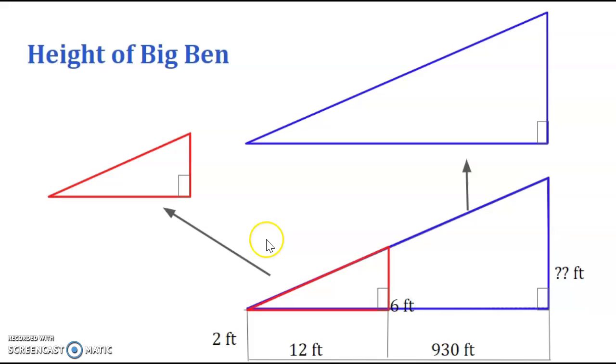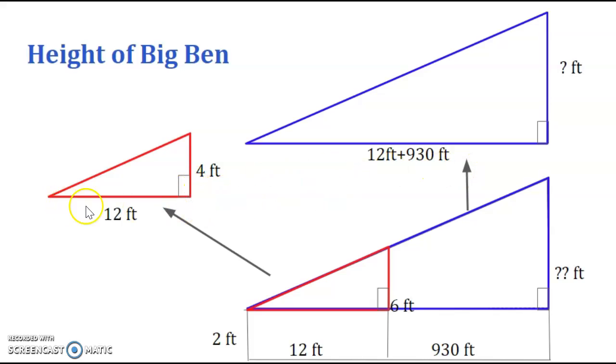Okay, so then from here I know some of the measurements. I know that this is 12 feet because the distance from the camera to her father was 12 feet. So this has to be the same. What else do we know? We know that his total height is 6 feet, but we know that this height is 2, so the height of this triangle is 4 feet. Okay, we know that this is not 930 feet, but it's 12 plus 930 feet. And what about the height of the tower? Well, we don't know that.